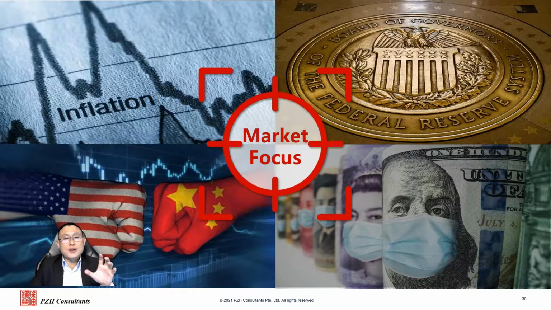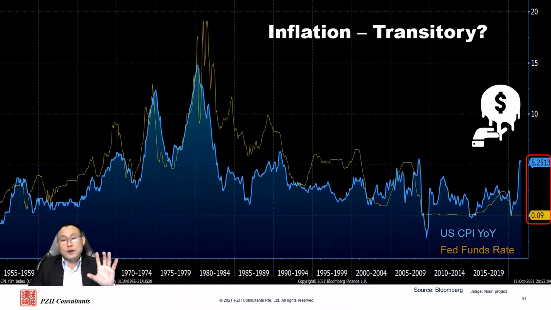So inflation. This is a chart of US CPI numbers versus the Fed funds rate. The biggest topic in the financial market now is inflation. Initially the Fed thought that inflation was transitory. Now they think that because of supply concerns, we may stay higher longer than they wish. So that's something to keep note of. And why is that important?